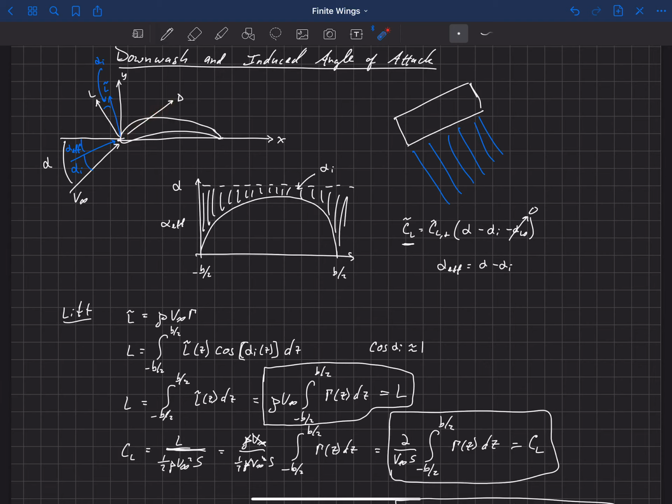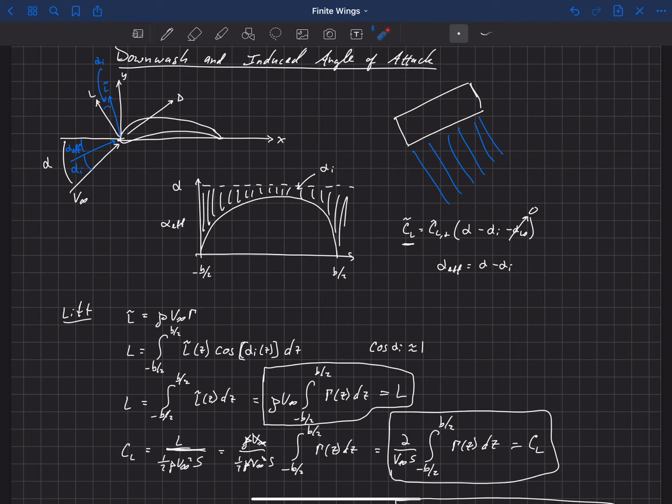Okay, so this is what's called induced drag. It comes from our induced angle of attack. It comes from rotating that local lift vector by the induced angle of attack. And so we can now compute the amount of induced drag created by this wing once we know the distribution of gamma across the wing from lifting line theory. So let's look at how we would do that.